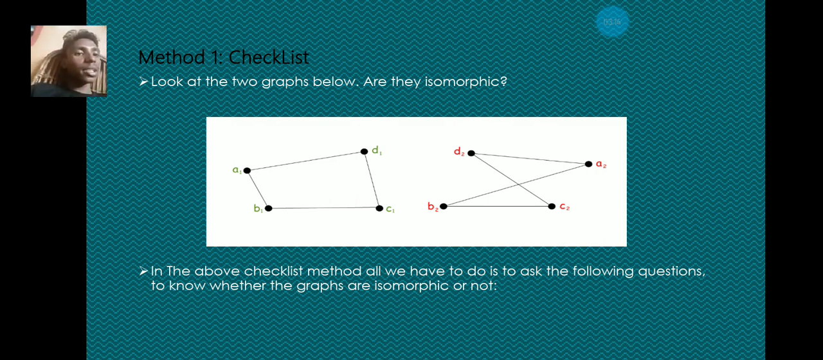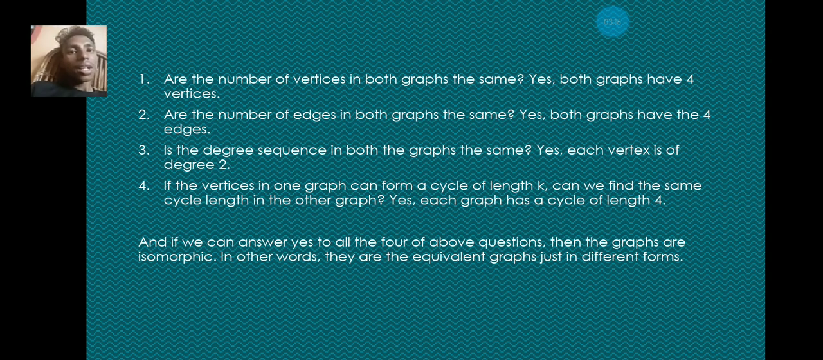Graphs A1 and A2. Is the number of vertices in both graphs the same? Both graphs have 4. Is the number of edges in both graphs the same? Yes, both graphs have the same. Is the degree sequence in both graphs the same? Yes, each vertex is of degree 2.